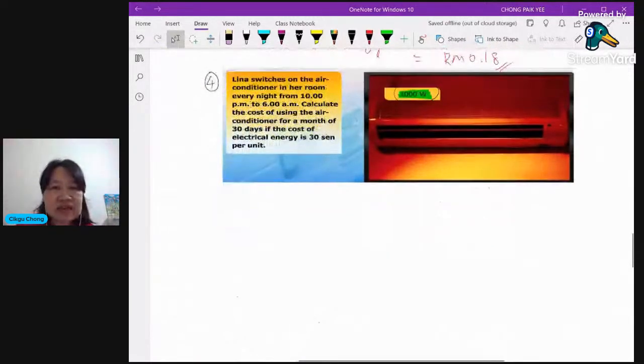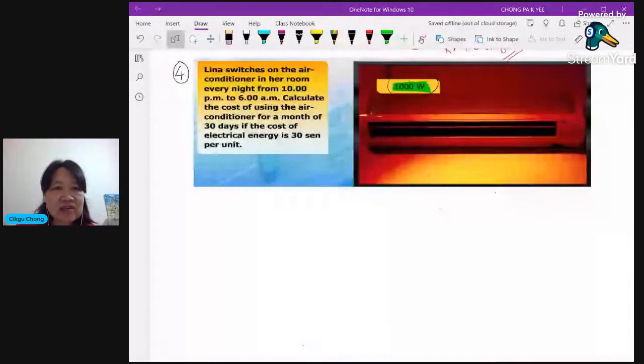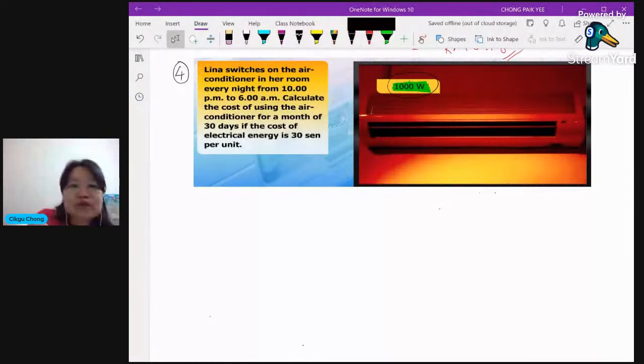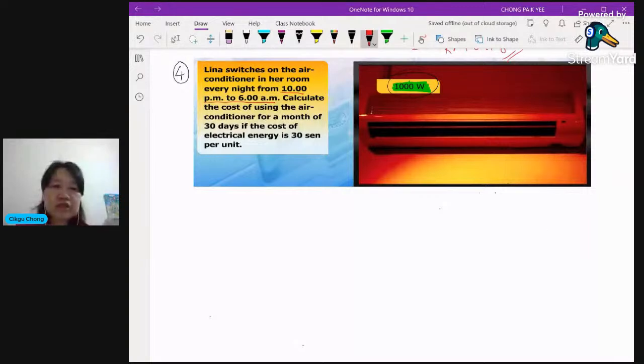Lina switches on the air conditioner in her room every night from 10 p.m. to 6 a.m. So indirectly, they give you the duration, and you have to count it. Calculate the cost of using the air conditioner for a month. Not only one day, it is for a month. This month has 30 days. The cost is 30 cents per unit.